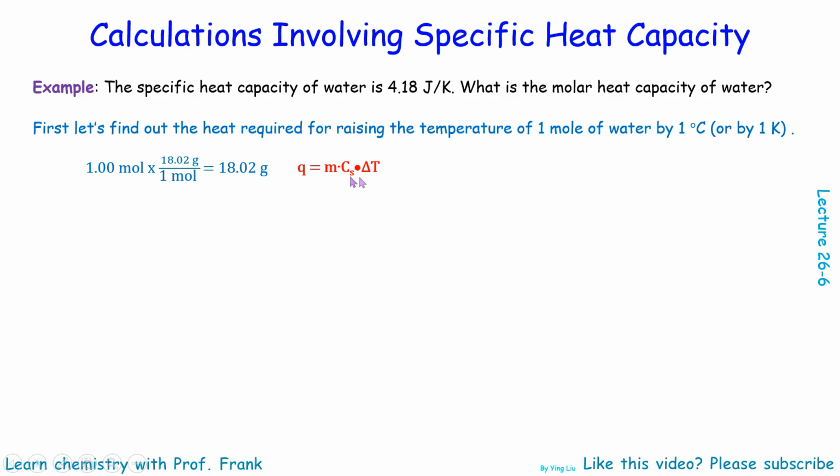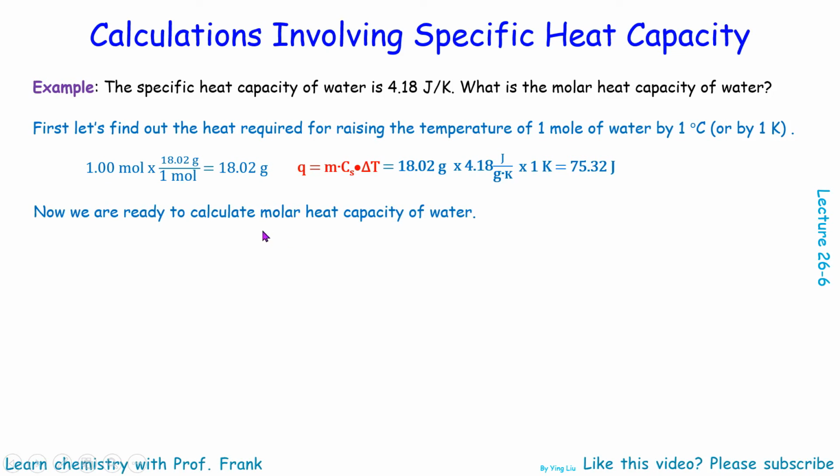Next, we are going to use this equation to find the heat required for heating 1 mole of water. We just obtain the mass for 1 mole of water, and this is the specific heat capacity of water, and the temperature change is simply 1 degree C or Kelvin. So therefore, the heat required for heating 1 mole of water by 1 degree is 75.32 joules.